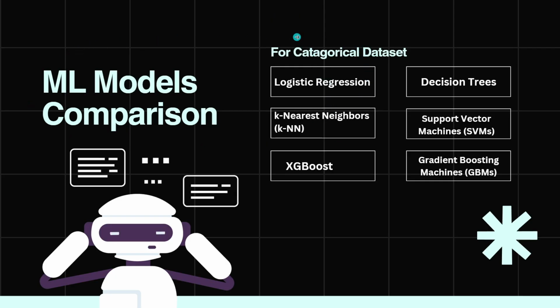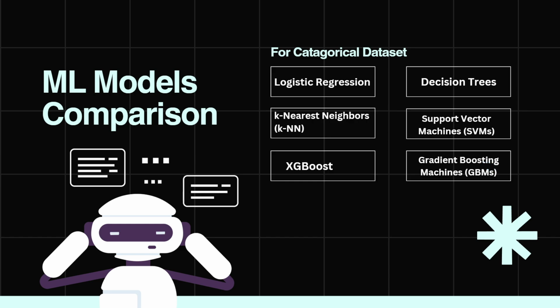For ML model comparison, I will be using all the categorical machine learning models that we use for a categorical dataset. First, we have logistic regression, and we have a decision tree. After, we have KNN, also known as k-nearest neighbors. After that, we have a support vector machine, and the last two are boosting techniques like XGBoost or gradient boosting machines like GBMs. After using all those, we will compare which model gets the highest accuracy. Using that highest accuracy model, we will start the prediction.